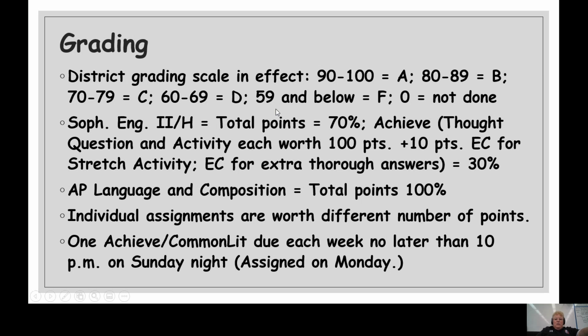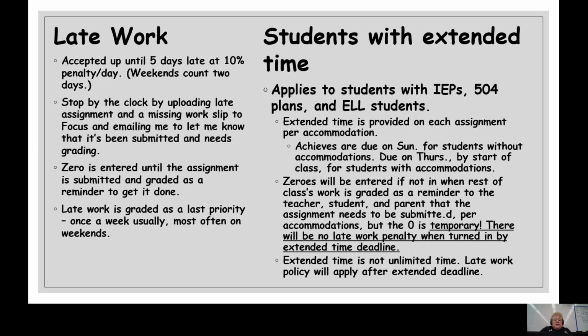Okay, so those count for 30%, and again, they're due by 10 p.m. on Sunday nights. Individual assignments are worth different numbers of points. Late work is accepted until 5 days late, but it's a 10% penalty per day. Weekends count as 2 days.